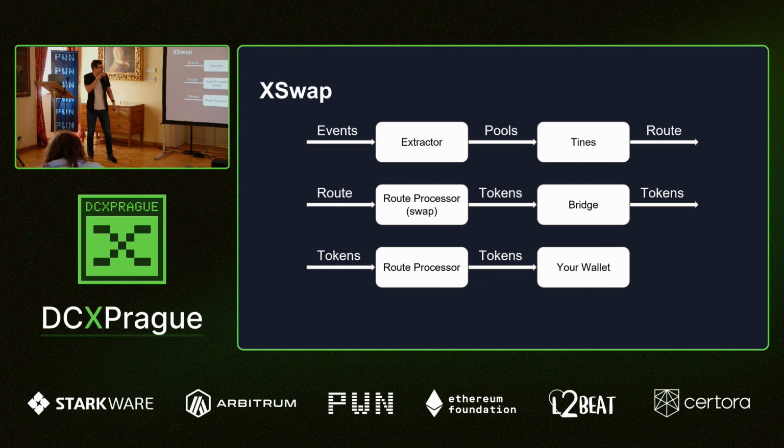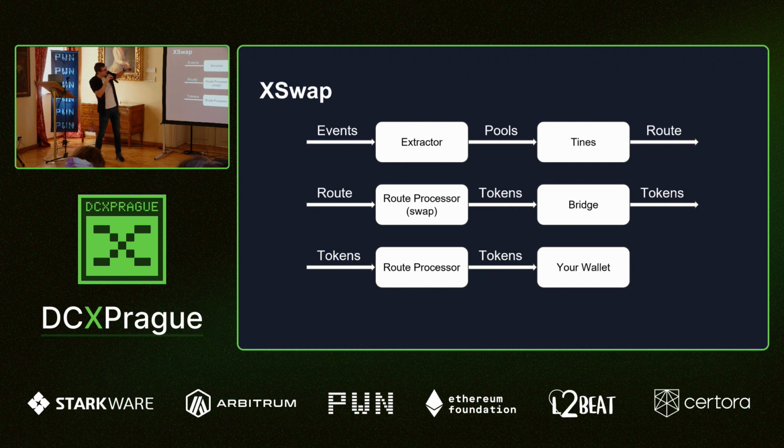That's for sure. Anyway, Tines spits out a route that's fed into RouteProcessor, which is what we call our router. I would say it's named quite creatively because it processes routes. So I think it's a good name for a router, I guess. Anyway.